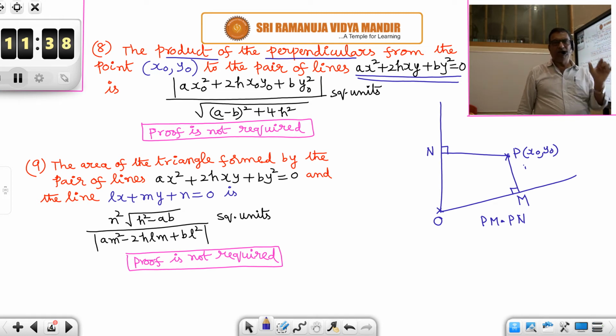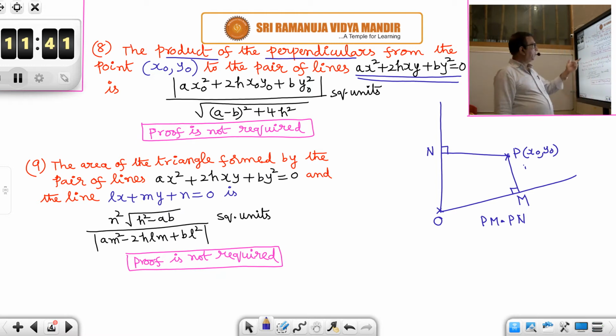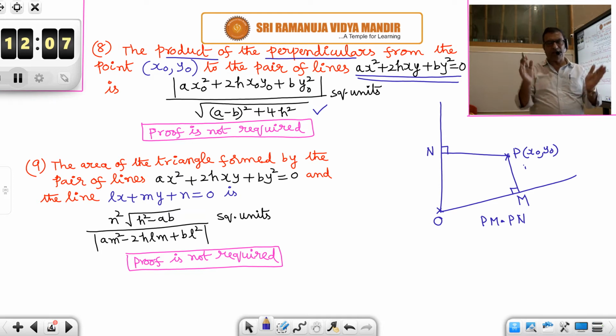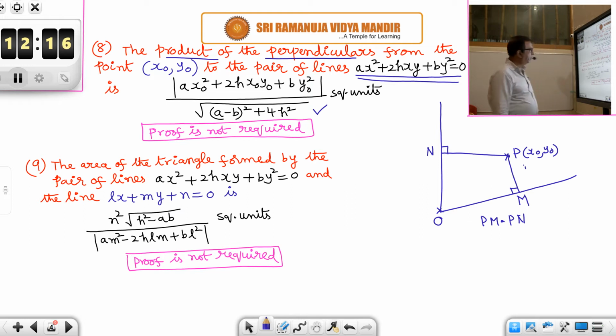Cos theta is mod of a plus b by root of a minus b whole square plus 4h square, same thing only. So I can call it cos theta denominator. Denominator in the cos theta formula. So that will give you PM into PN. Product of the perpendiculars, if you want, what you have to do? Substitute the point x0 y0 in the given pair of lines. Take the modulus. Divided by cos theta denominator. Cos theta denominator is nothing but root of a minus b whole square plus 4h square. So for this also proof is not required. Okay.